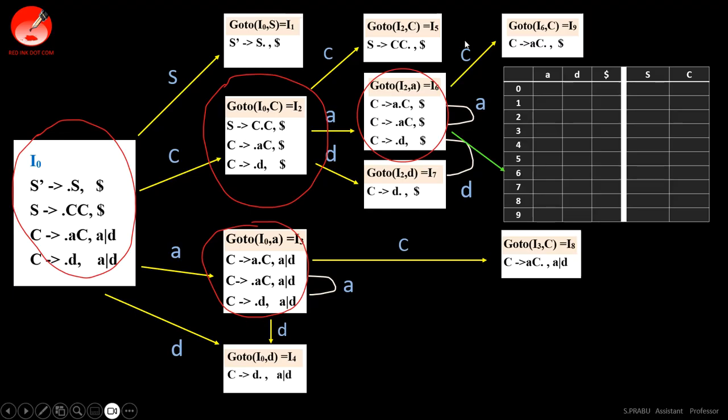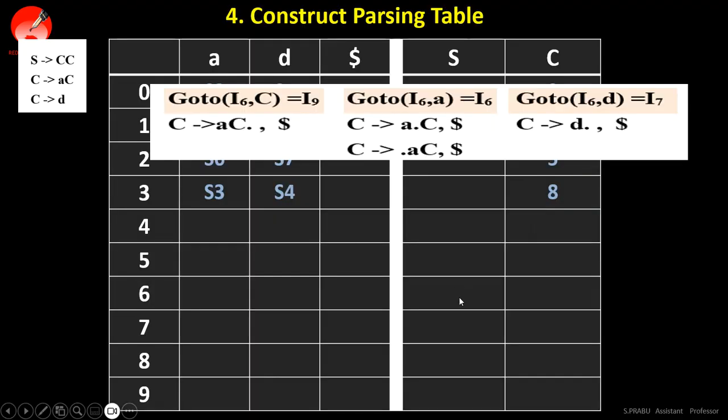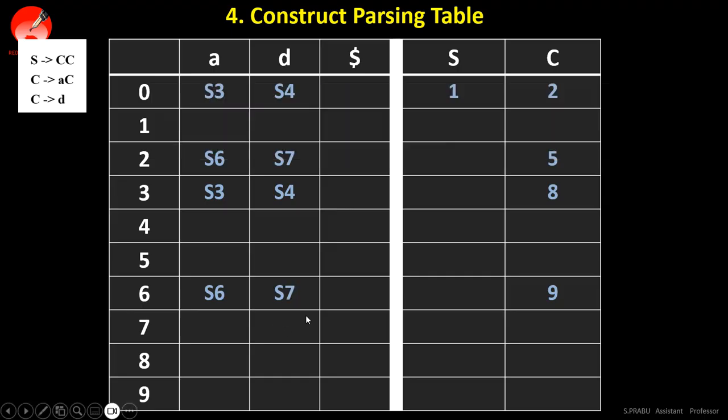I6 versus capital S is nil. So I write nothing. I6 with capital C is 9. So I write 9. I6 with small a is 6. So shift 6. I6 with small d is 7. So shift 7. So sixth row is over.